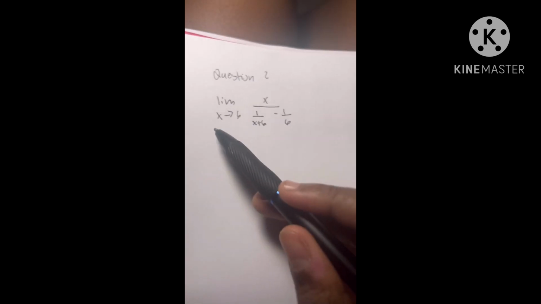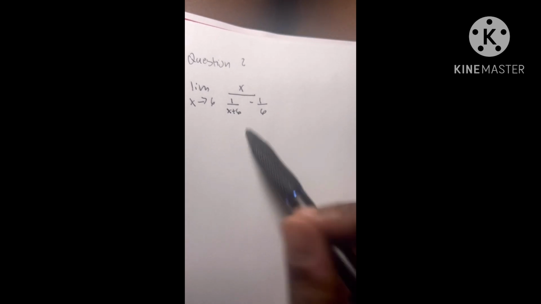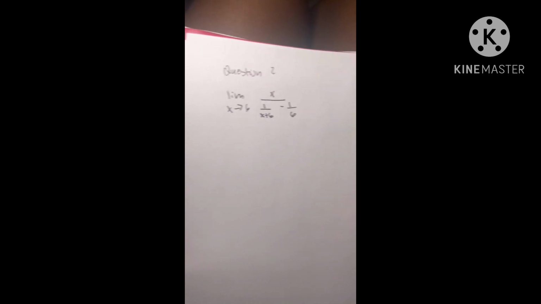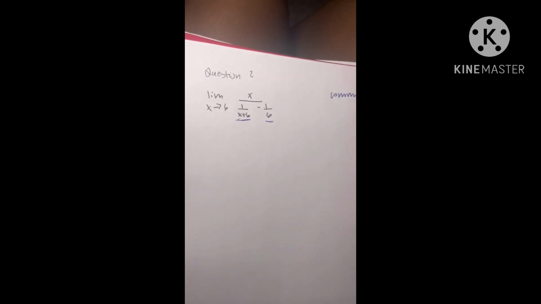Hi guys, going on to question 2. This is where we're going to be doing complex fractions. So you can see it is the limit as x goes to 6 of the fraction with 1 over x plus 6 minus 1 over 6 in the numerator, over x. And automatically, you can tell that you need to find a common denominator. And that, just looking at them, would be 6 times x plus 6.